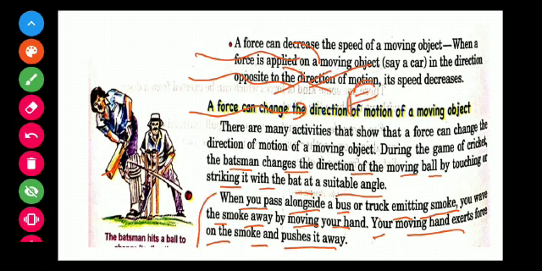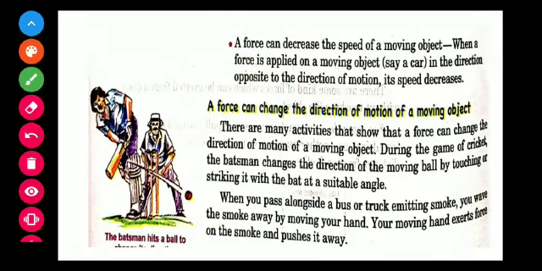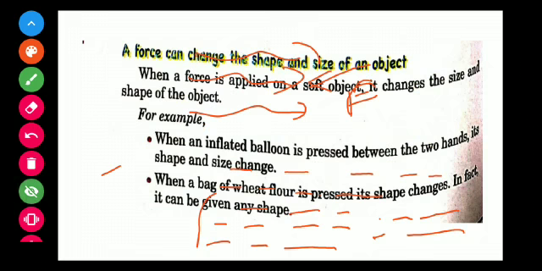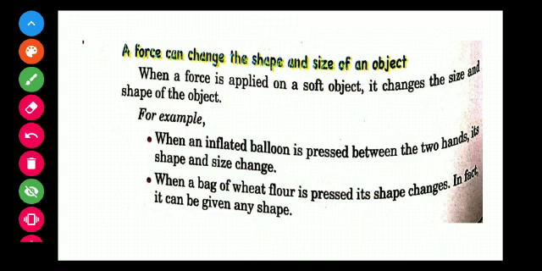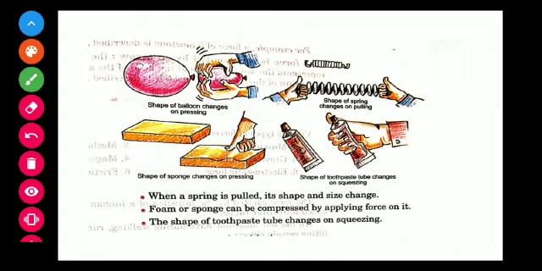This is your example that after application of force we can change the direction of motion. Next is, with the application of force we can change the shape and size of an object, and these are the examples. In the first example, this is your balloon, and after application of force the shape of the balloon can be changed. On pressing we can change the shape of the balloon. On pressing means we apply a force.